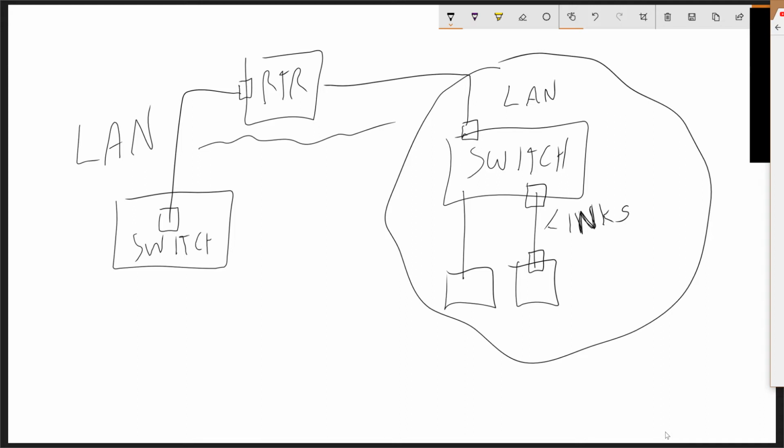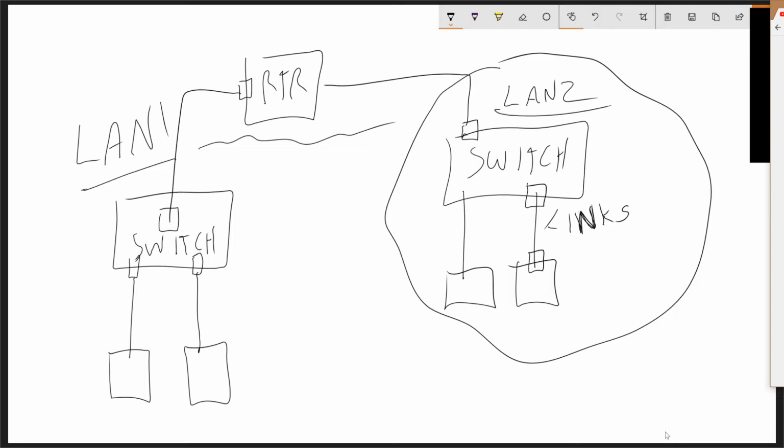But what's going on here is this switch may be its own local area network. And then over here, you have another local area network. This is local area network 1 right here, local area network 2 right here. And by default, without some sort of device to facilitate communication between LANs, they can't communicate to each other, okay? So LANs are not going to be able to communicate to one another by default. That's how things work.